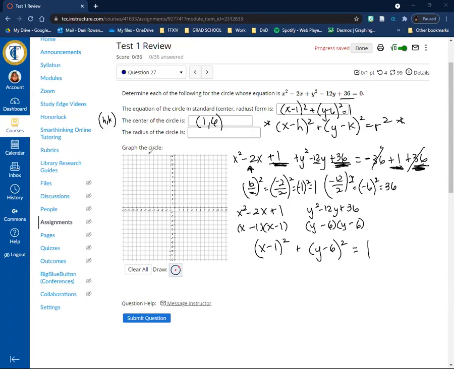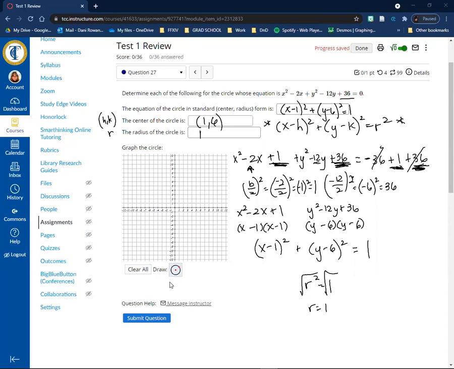Okay. What's our radius? Or our r? One. Yeah, because our r squared is equal to 1, but that just means that our r is equal to 1 because the square root of 1 is 1. So when you have h and k, you just flip the signs. Okay. And then the graph.